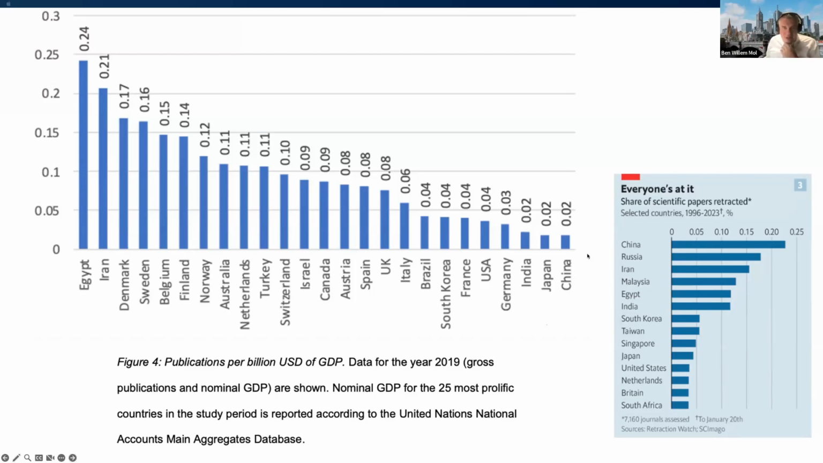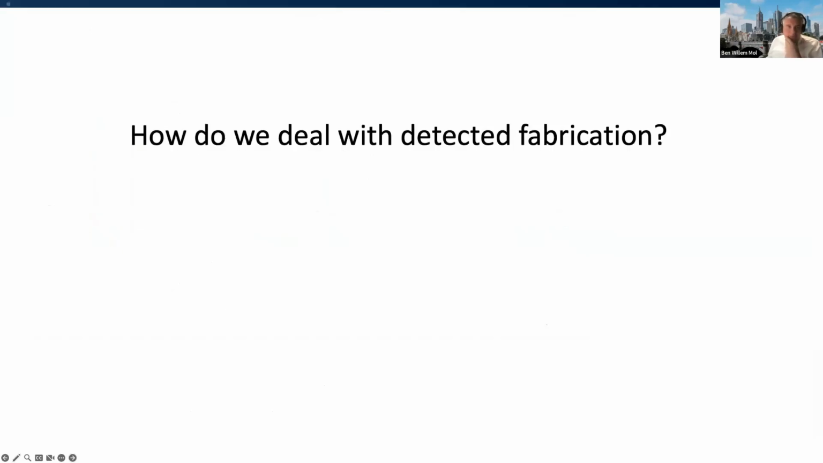And then China and India are also big contributors in absolute terms. If you look at Retraction Watch, all scientific papers retracted, then China, Russia, Iran, Malaysia, Egypt, and India are the main contributors there. So how do we deal with this problem?